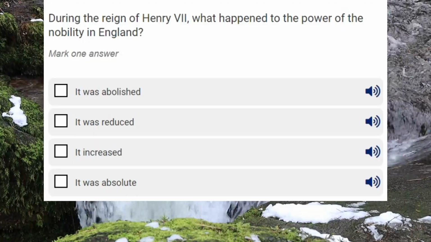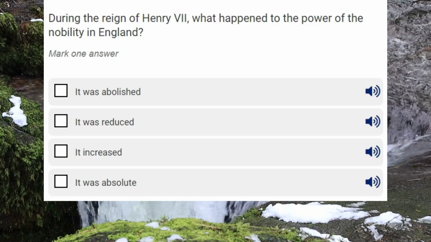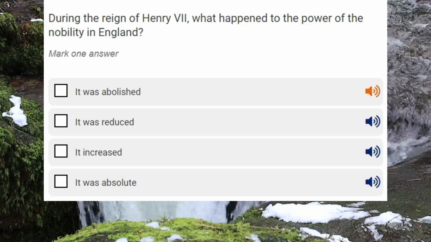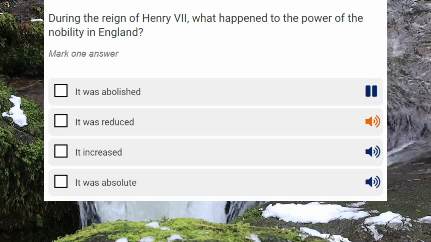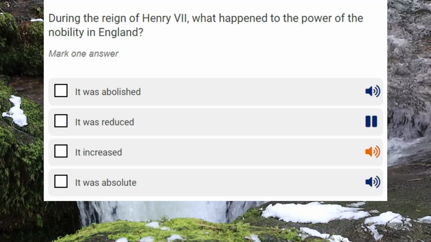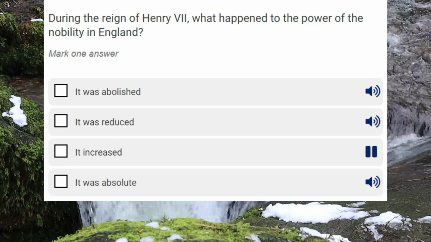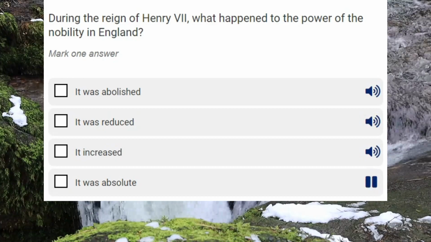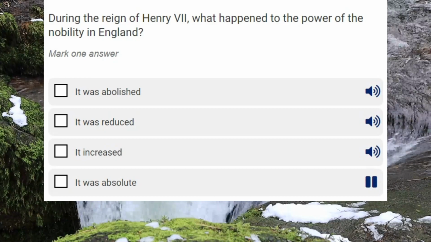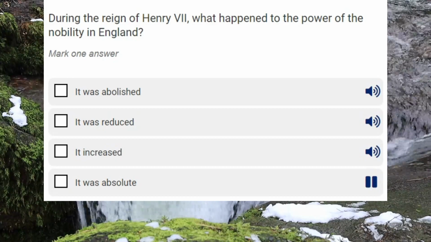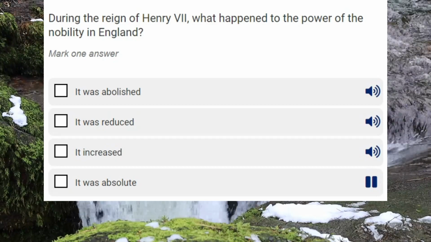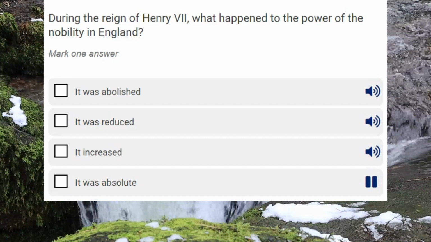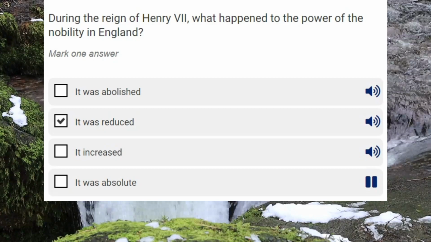During the reign of Henry VII, what happened to the power of the nobility in England? It was abolished. It was reduced. It increased. It was absolute. The correct answer is: it was reduced.